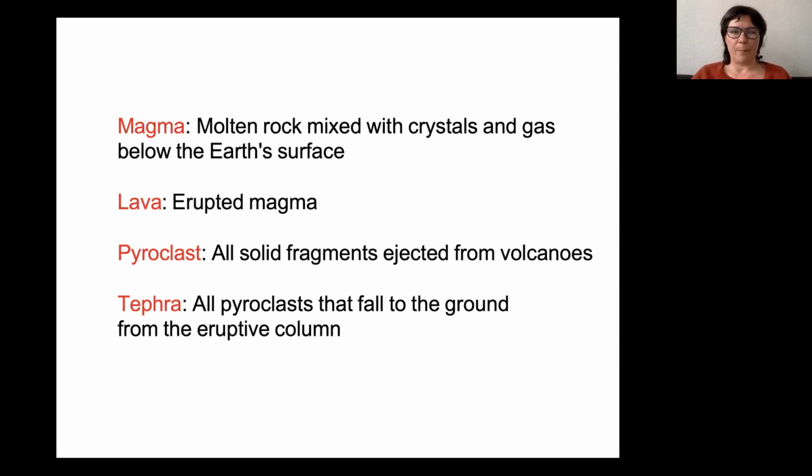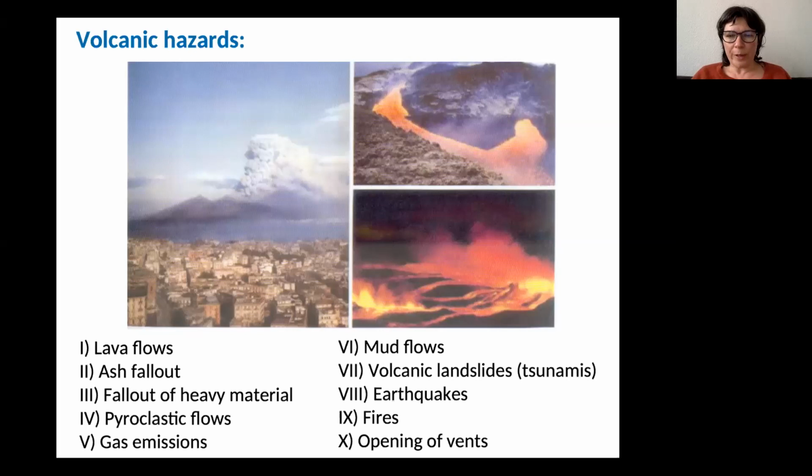Okay, then let's go over quickly the volcanic hazards. Not all of them we will talk about. We will talk about some. But it is a long list, as you see. So hazards are lava flows, ash fallout is a big hazard in many areas. We also have fallout of heavy material, and they are distinguished, ash and heavy material, because they have a different way of transport. They are transported in a different way from winds and the atmosphere. Therefore, they are generally distinguished. Then we have pyroclastic flows.